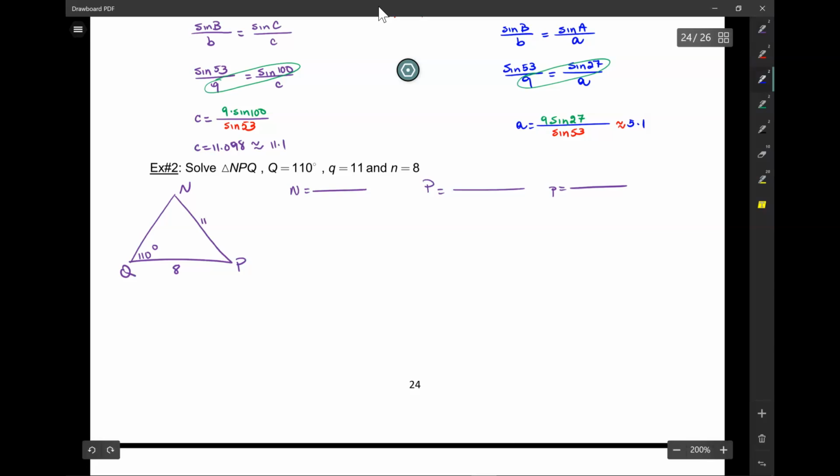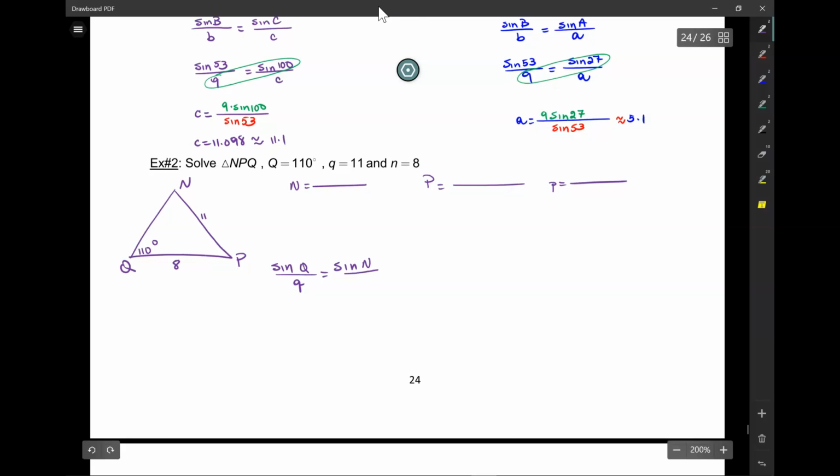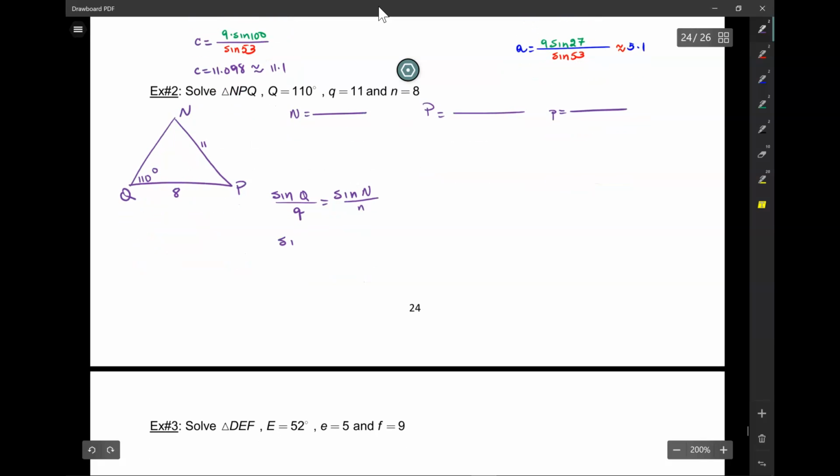Okay, so how am I going to start this? Sine of what over what? Sine of which letter am I given both of the pairs? Q over little q equals sine of which one? The p's or the n's? The n's, because I don't have anything from the p's, so I can't do that. So sine of 110 over 11 equal to sine of big N over 8.